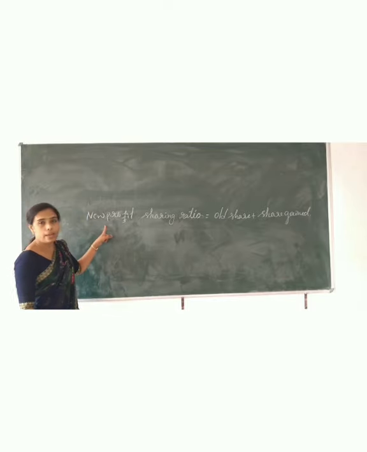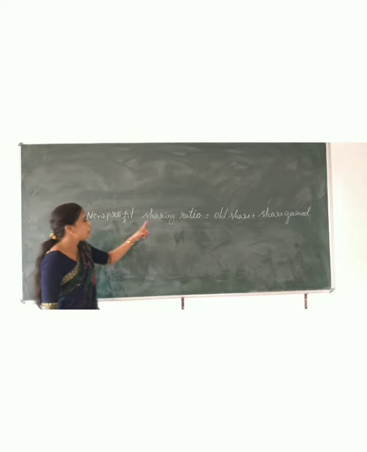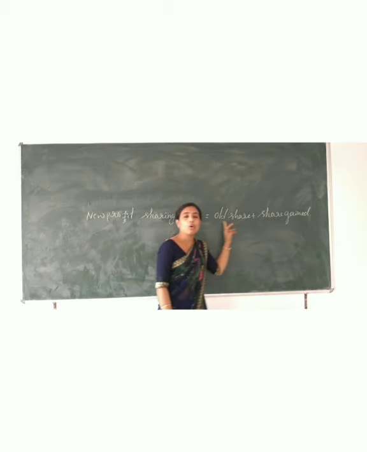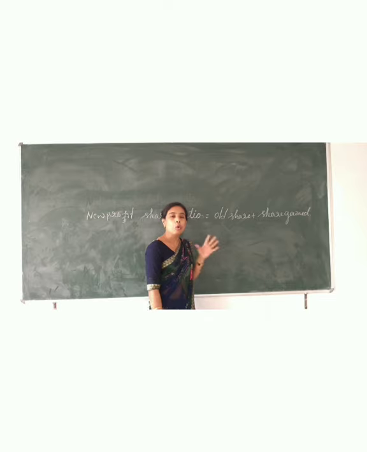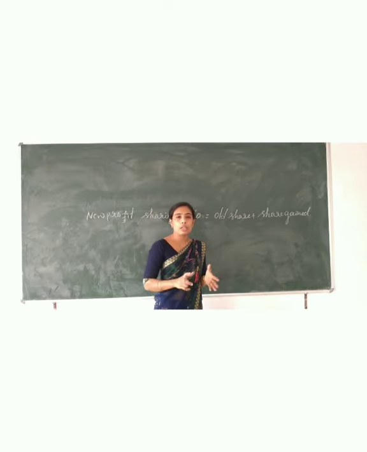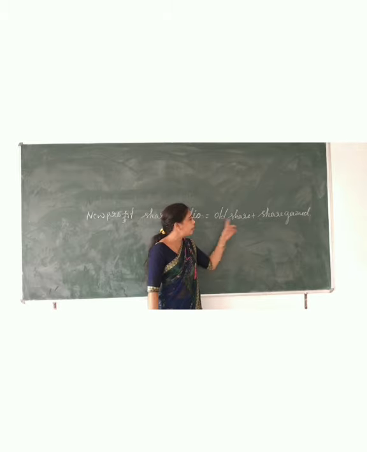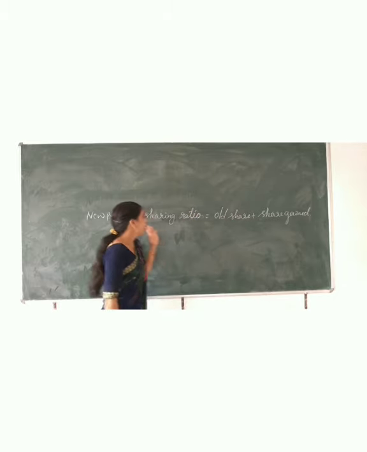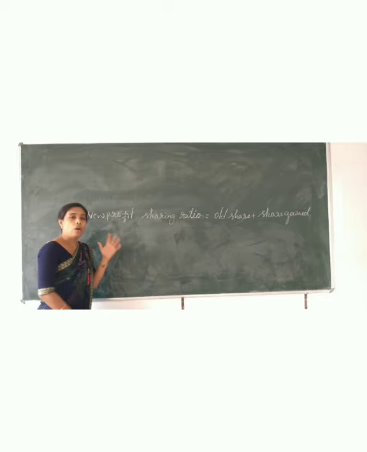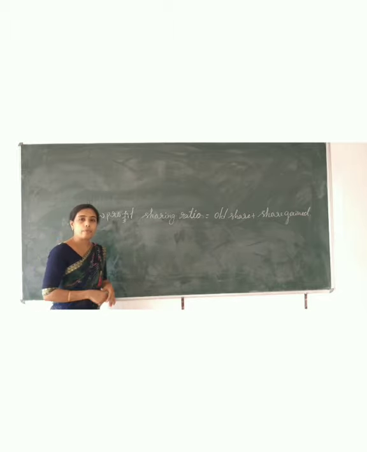Here we have the formula: new profit sharing ratio is equal to old share plus share gain. Old share means as per the old profit sharing ratio how much is the share of the partners, plus share gain means as per the gaining ratio. After finding the gaining ratio, whatever the share is, that is added to old share, then we will find the new profit sharing ratio. On the basis of this formula we will solve some problems now.